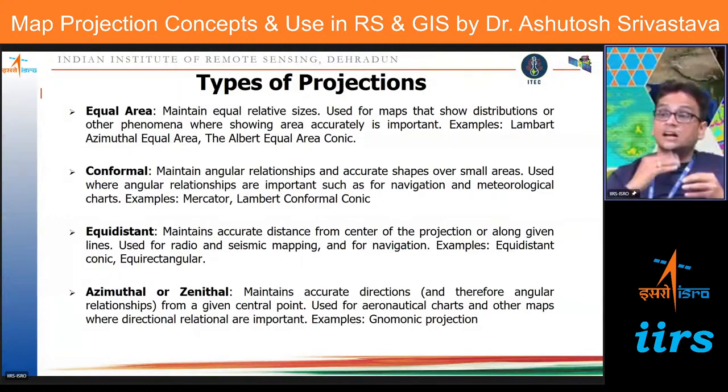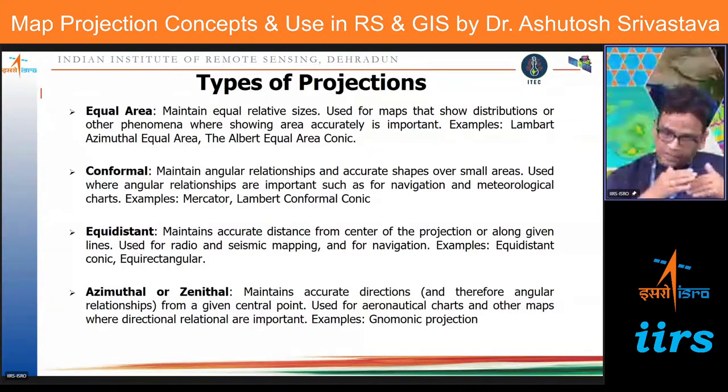Similarly, conformal maintains angular relationships and accurate shapes over small areas. So it will try to preserve the accurate shapes, so when you are projecting onto the two-dimensional sheet, the distortion of shape will not be there. Equidistant maintains accurate distance from the center of projection or along a line. So when you are projecting, that distance will be maintained. Similarly, the azimuthal or zenithal maintains accurate directions basically.